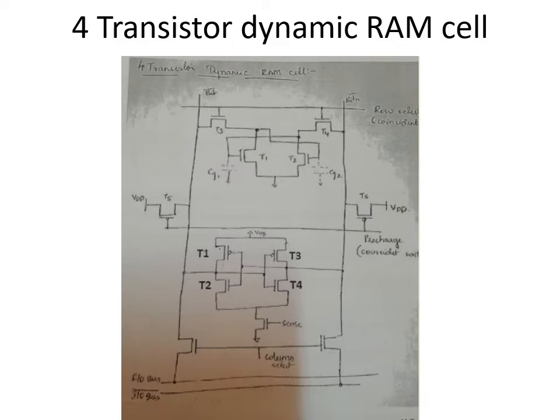In the case of the 4 transistor dynamic RAM cell, you can find 4 transistors, T1, T2, T3 and T4. Initially pre-charging takes place, that is pre-charge bar is coincident with phi 1. When it is equal to 0, the PMOS gets enabled. Here you can see the source end of the PMOS is connected to VDD, so the bit line is pre-charged to logic 1.